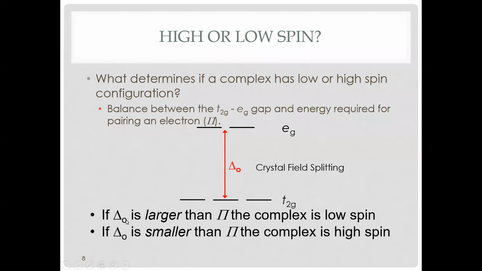So if the splitting is larger than pi, then the complex is low spin because the energy gap is too big for the electron to go to the higher orbital. If delta O, the crystal field splitting, is smaller than pi, then the pairing energy is too big to allow the electrons to be paired, and the electrons are going to spread out as much as possible.